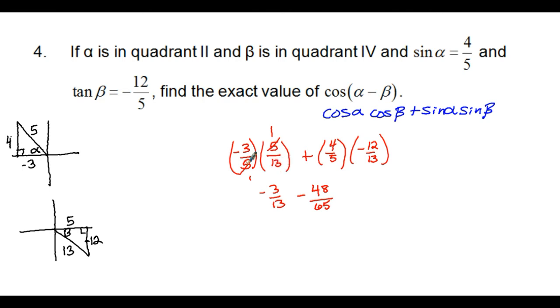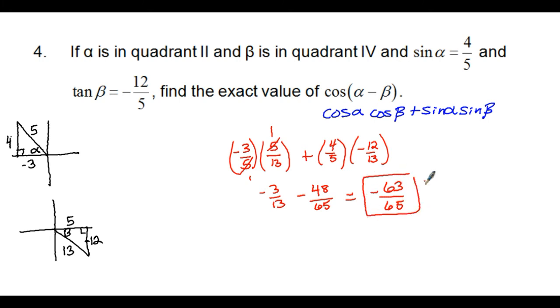I can do it on my calculator. I'm punching in my calculator right now, negative 3/13 minus 48/65, and change it back to a fraction, and that'll give me a negative 63/65. Okay? And that's the exact answer.